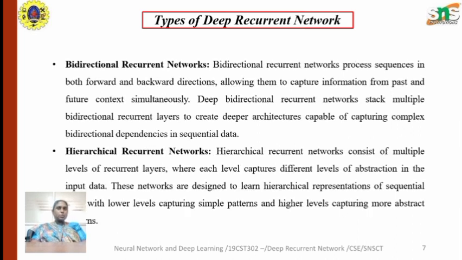Bidirectional recurrent networks process sequences in both forward and backward directions, capturing the information from the past and future context simultaneously. Bidirectional networks excel in tasks where context from both directions is crucial, such as speech recognition and machine translation. We have the hierarchical recurrent network. The hierarchical network organizes recurrent units into multiple levels or hierarchies. Each level processes information at a different temporal scale, allowing the network to capture patterns at various levels of abstraction.